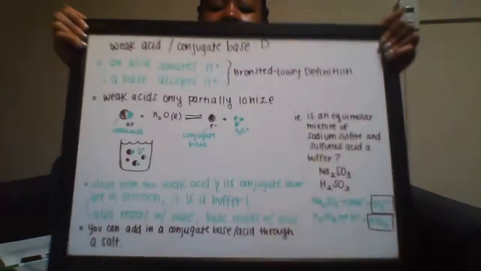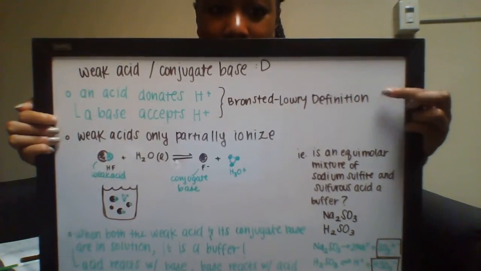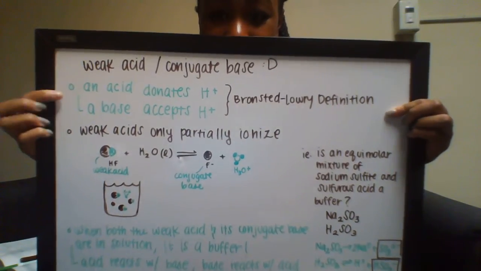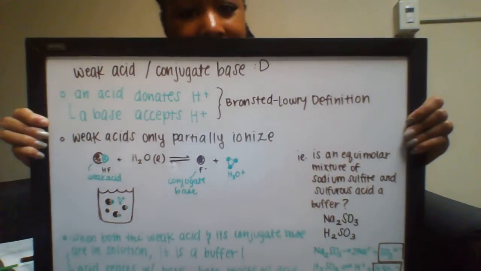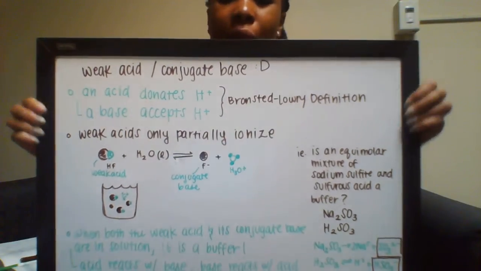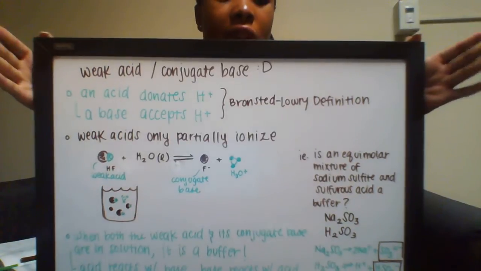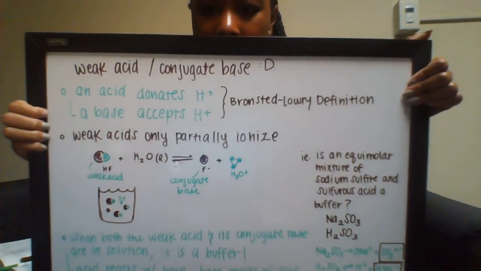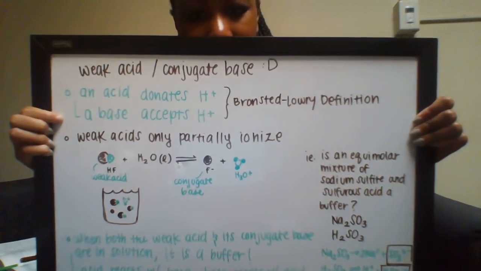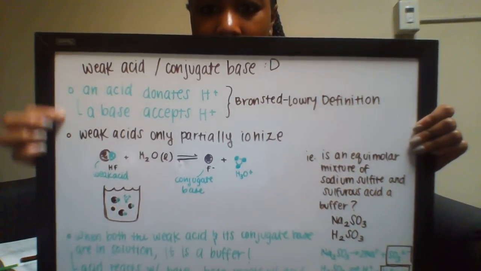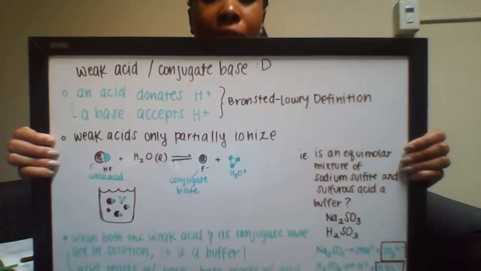So the first thing we need to do is establish what an acid is. Based on the Bronsted-Lowry definition, an acid is a molecule that donates a proton, which is an H plus, but it's also H3O plus, technically. And a base accepts an H plus ion. So weak acids are molecules that only partially ionize.